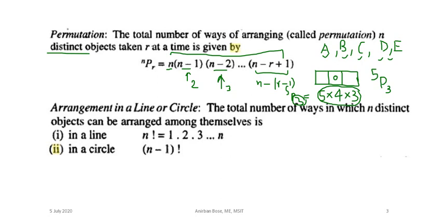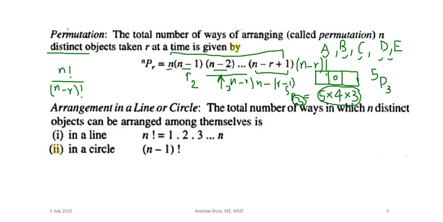nPr in terms of factorial is written as follows: if you multiply the top and bottom by (n minus r) factorial, then the top will become n factorial, and in the denominator it will be (n minus r) factorial. So in factorials we can also express nPr as n factorial by (n minus r) factorial.